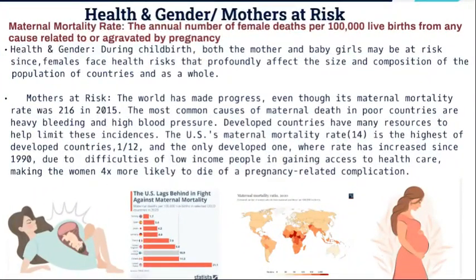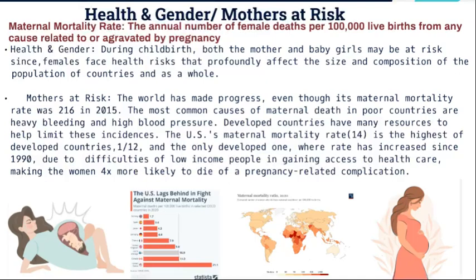Health and gender: mortality risk. Maternal mortality rate is the annual number of female deaths per 100,000 live births from any cause related to or aggravated by pregnancy. Health and gender: during childbirth, both the mother and baby girls may be at risk, since females face health risks that profoundly affect the size and composition of the population of countries as a whole.